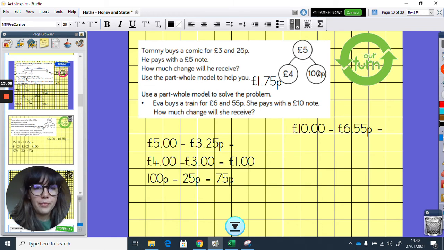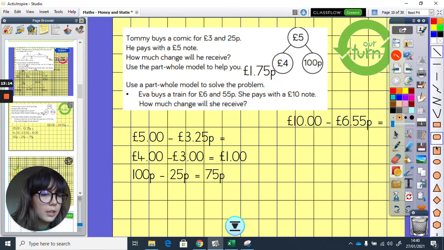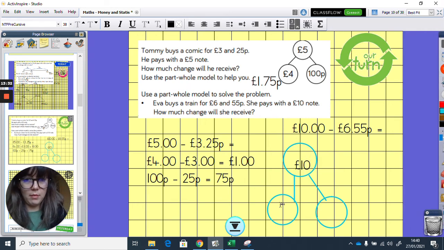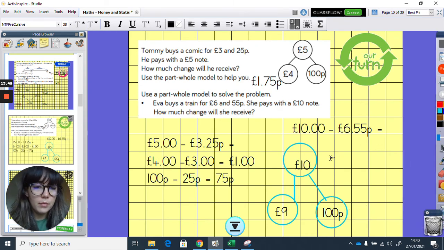Well done. So, it's quite hard to do a part whole model on here. I'm going to have a go. So, we've got our whole and we've got our two parts. And then we've got some lines going. Oh, they're very straight lines. Okay. So, we need £10 altogether at the top. And then we're going to put £9 and 100p. This is just another way to work it out. So, I'm going to make it a little bit smaller so we can fit it on.